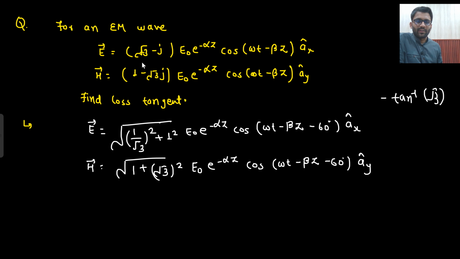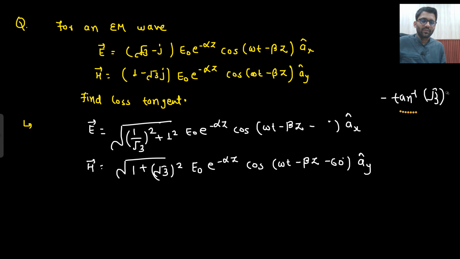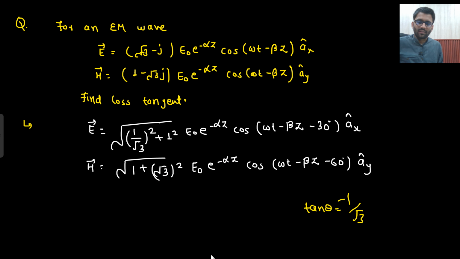Okay, it's fine now. So what will be the phase shift here now? That will be minus 30 degree only, because of minus 1 by root 3 tan theta. So this phase shift will be minus 30 degree. And now what about this one? The magnitude will also change, root 3 whole square plus 1. Now what about this phase shift? This phase shift will be minus 60 degree only, because here we do not change anything.